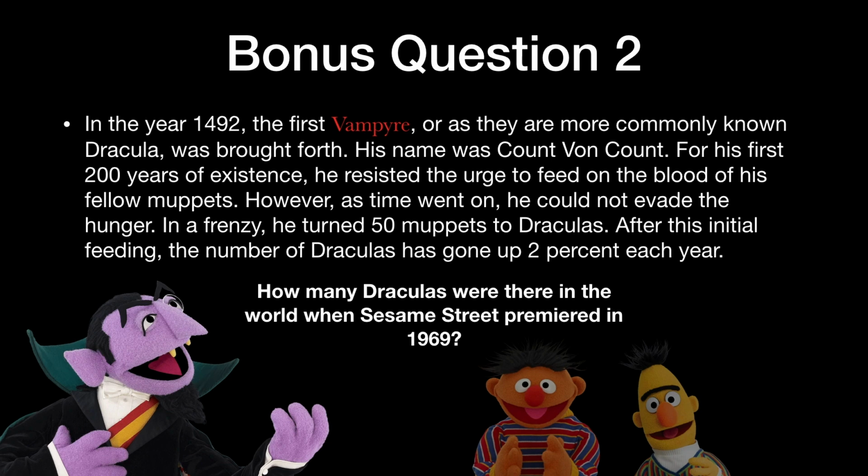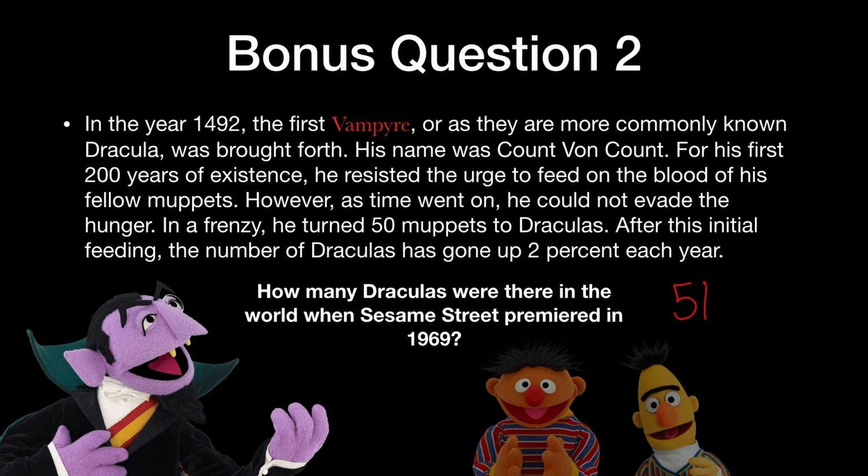Von. However, our increase only begins after the initial feeding. And Count von Count, in that monstrous act, turned 50 Muppets into Draculas. Meaning, if you include himself, there were a total of 51 Draculas. 1, 2, 3, 4, 5, 6, 7, 8, 9, 10 Draculas. 11, 12, and so on and so forth to 51.